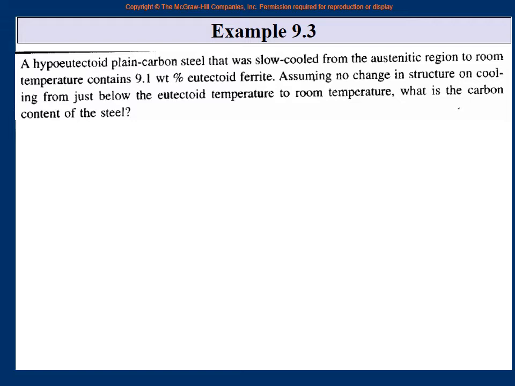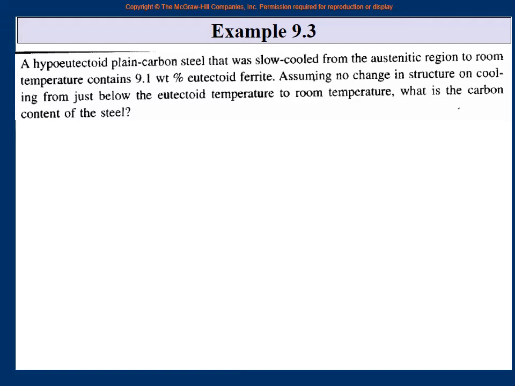Do you understand? There is a hypo-eutectoid steel, but the composition of the steel is not given. It is unknown. It is hypo-eutectoid, so it is less than 0.8% carbon. But the composition is unknown. So let us say the composition is X. In the hypo-eutectoid region, you draw a vertical line and the composition is X.